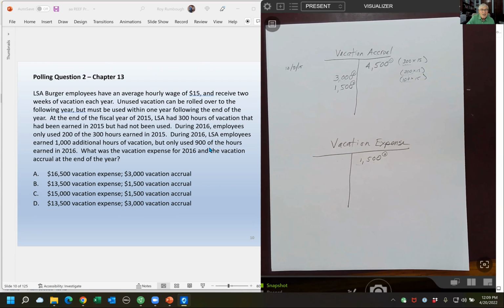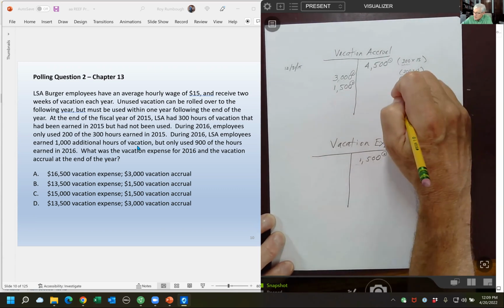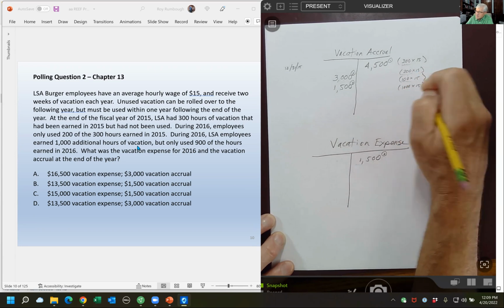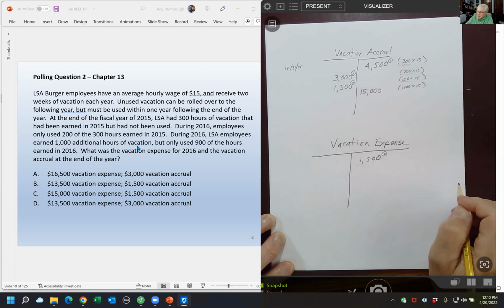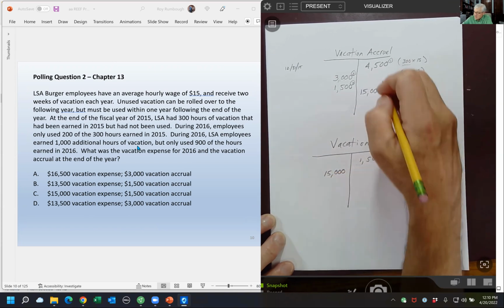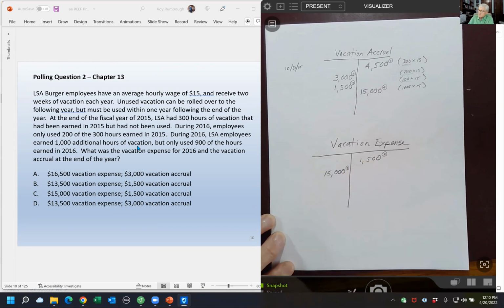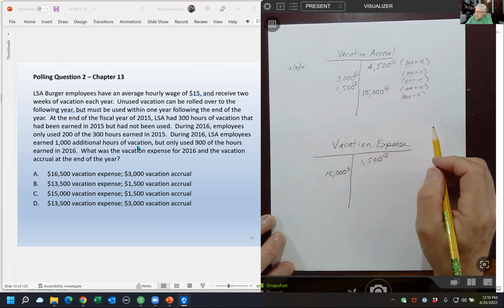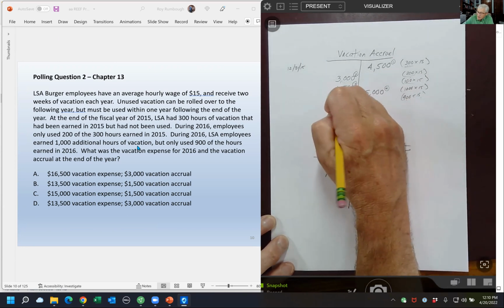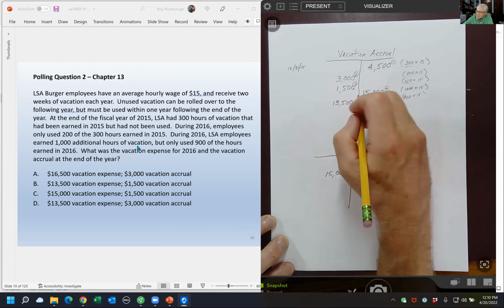Now they earn an additional 1,000 hours of vacation in 2016. So we have 1,000 times 15, so we're going to credit our vacation accrual for 15,000, and we're going to debit expense for 15,000. We call that entry 4. This is our normal first entry: debit the expense, credit the liability. They earned it. Now they also used 900 hours. They earned 1,000 and used 900, so we've got to reduce our accrual. 900 times 15 is 13,500. This is entry number 5.